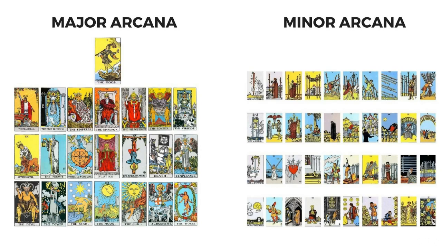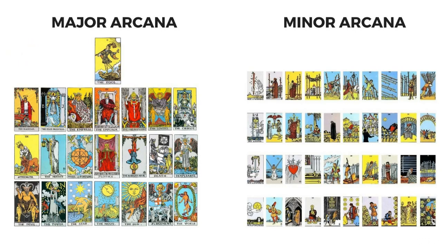So if you give a reading and you see one major arcana card and 10 minor cards, the minor cards are important. However, really pay attention to that one major arcana card. The 10 other cards will complement what that one trump card says.